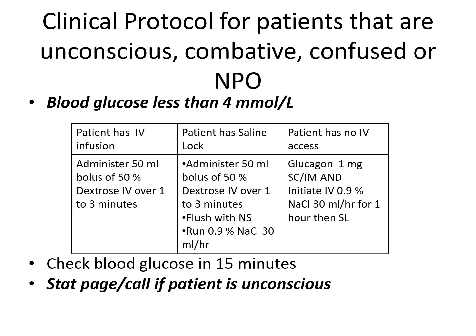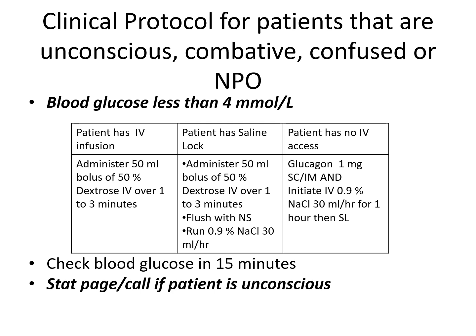For the patient who is unconscious, combative, confused, or NPO, and their blood glucose is less than 4 mmol per liter. If the patient has an IV infusion, you will administer 50 ml bolus of 50% dextrose IV over 1 to 3 minutes. If the patient has a saline lock, you will administer 50 ml bolus of 50% dextrose IV over 1 to 3 minutes, and you will have to flush with NS after.